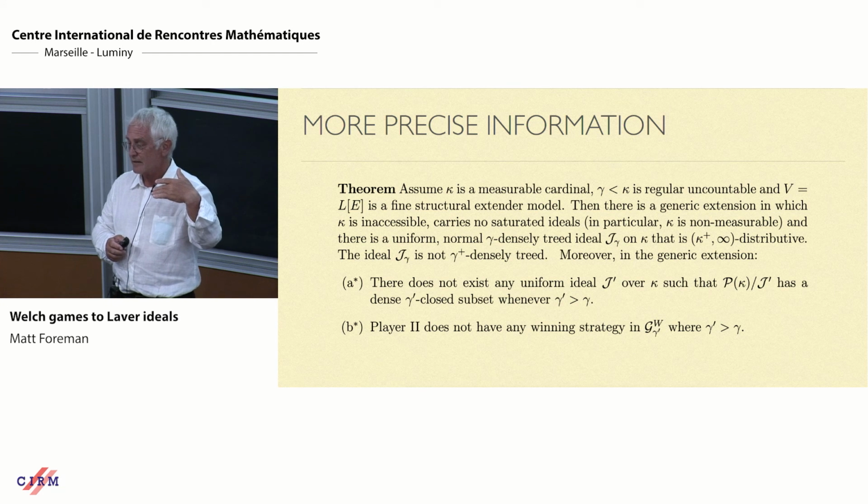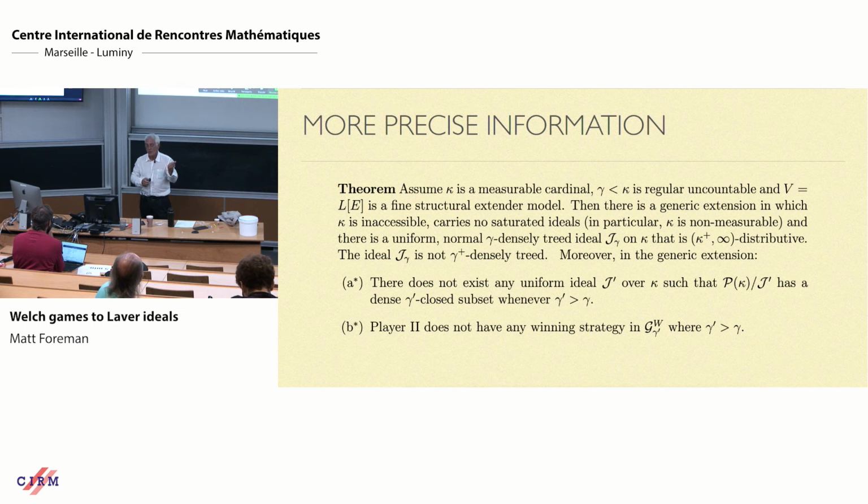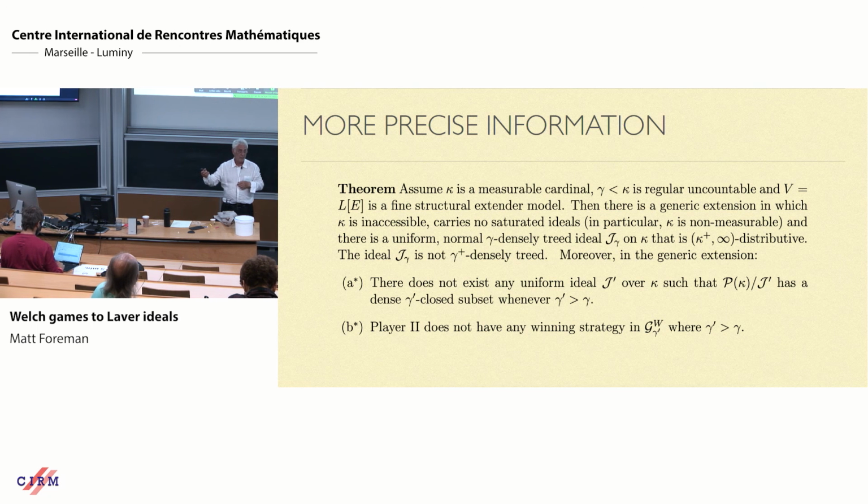And in the generic extension, there's no uniform ideal I prime over kappa, such that the power set of kappa mod I prime has a gamma prime closed subset when gamma prime is bigger than gamma. Player 2 does not have a winning strategy in the Welch game of length gamma prime whenever gamma prime is bigger than gamma. I'm talking really fast, saying a whole bunch of technical things. What's the upshot? The upshot is you can separate these Welch games by forcing over a fine structural model.